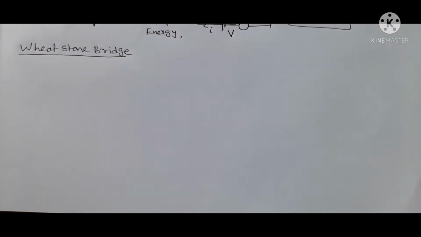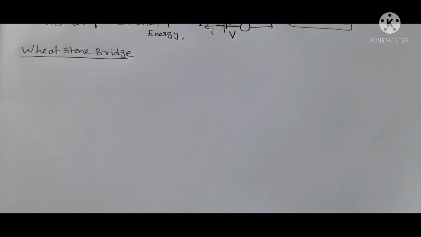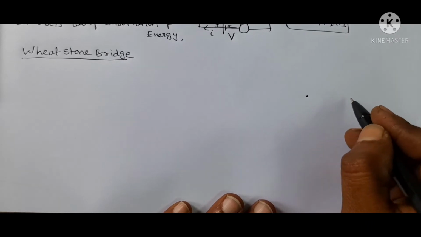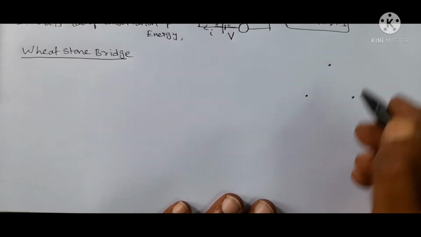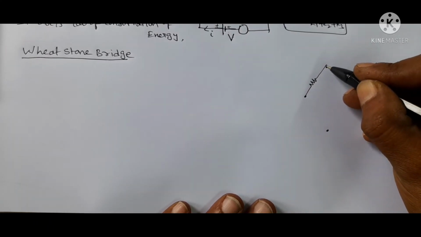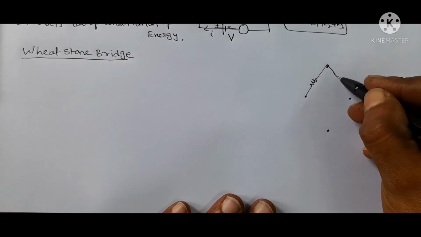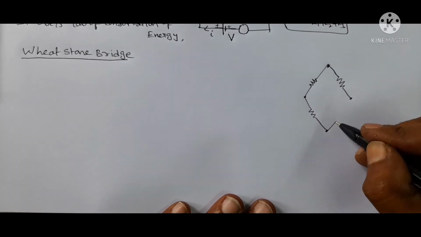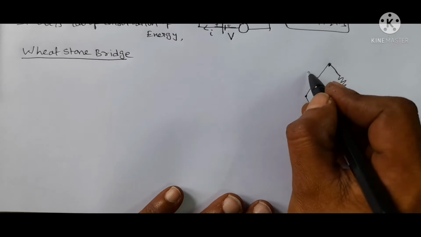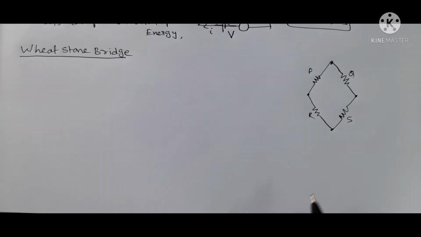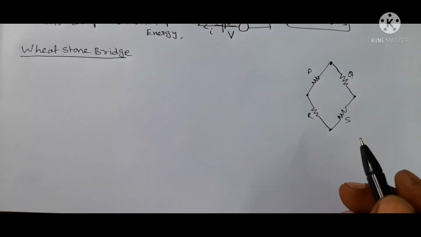Here, Wheatstone bridge, I am considering 4 resistors having the resistances P, Q, R and S connected as shown in the figure. The figure you write in a simple manner, just like a trapezium, with 4 dots connected with the resistors 1, 2, 3 and then 4. These are the resistors named P, Q, R, S.